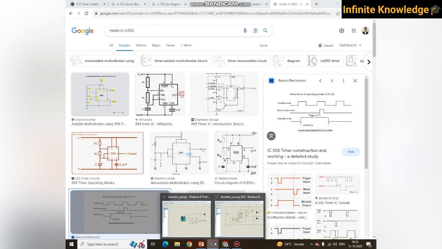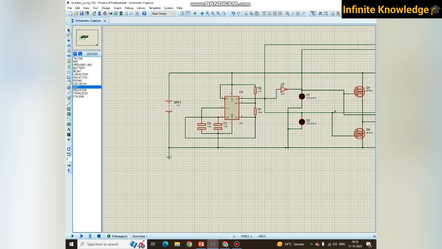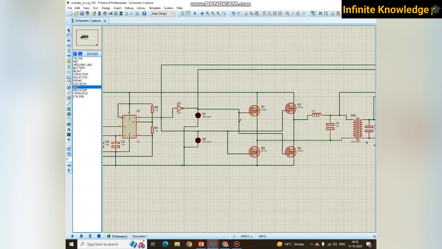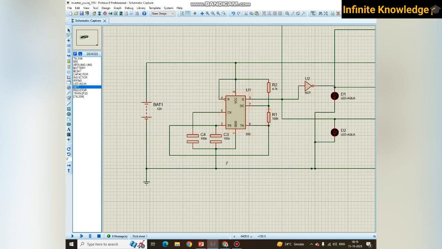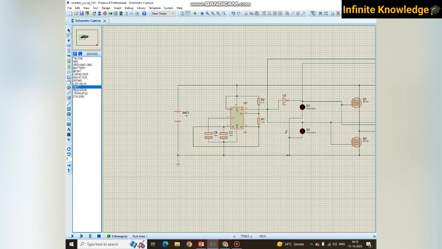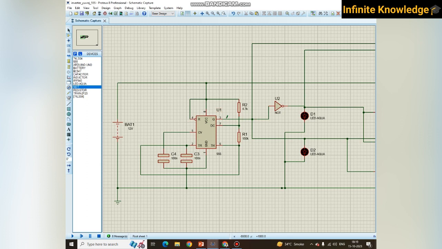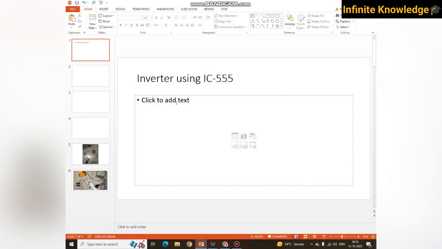What you need to do is switch this MOSFET on and off for a particular time. That is defined by the resistance and the capacitor used here. R2, R1 and C3 are the three major components to get a proper output for a proper time. I think you are now aware of the IC.